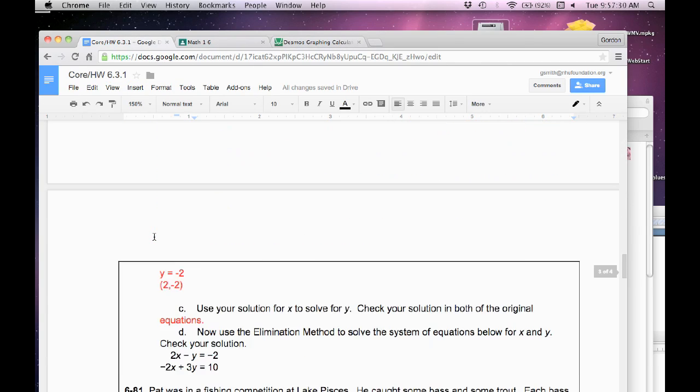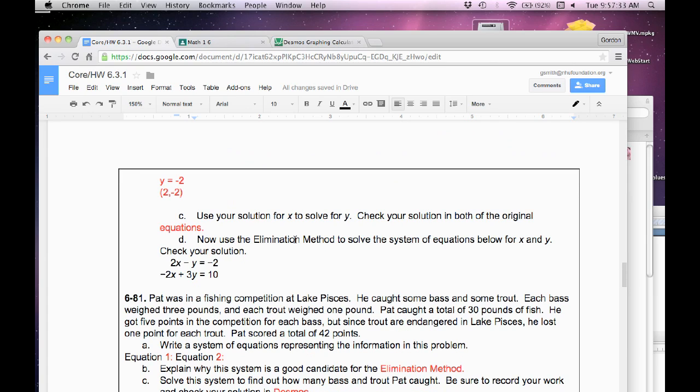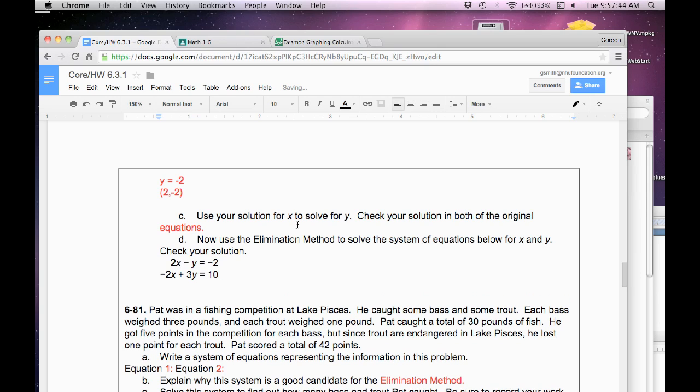Okay, now it says to use the elimination method to solve this equation for x and y. As you can see, we have positive 2x here and negative 2x here, so we don't even need to do any multiplying. We'll just add those together. So what I'm going to do is I'm going to add both equations together. So what is 2x plus negative 2x? It's 0. What is negative y plus 3y? So that's negative 1y plus positive 3y. It would be 2y. I should probably say 0 plus 2y. And then it's equal to negative 2 plus 10, which would be 8.